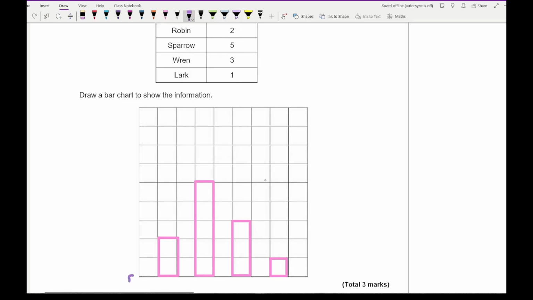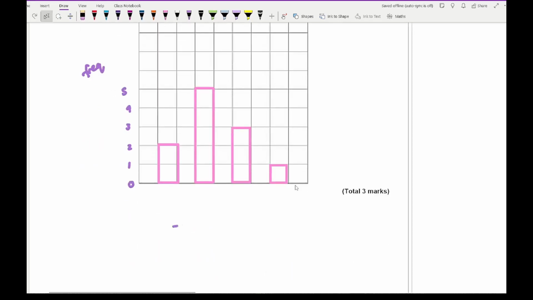So we've got 0, 1, 2, 3, 4, 5. Now, I don't think I could have got up any further, so I'm just going to label this as frequency, and then we've got types of bird, and all that's left for me to do is then label the bars.